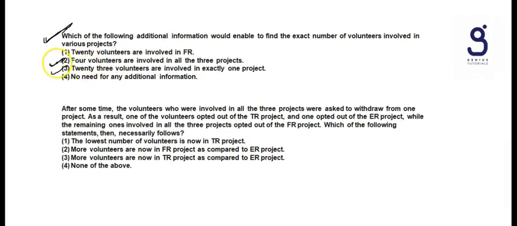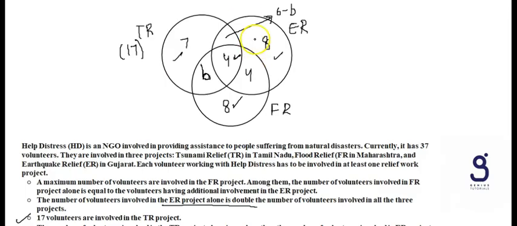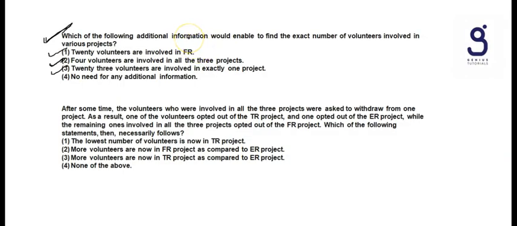So first option, 20 volunteers are involved in FR project. That means if it is known that 20 volunteers are involved in FR project, we can find out value of B, and hence we can find all the related information to this Venn diagram, and we can find each and every region. Okay, so yes, this is the required answer. Option A should be the answer to the second question.